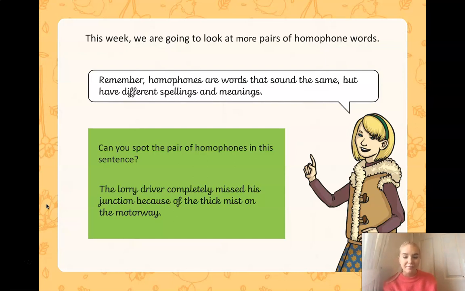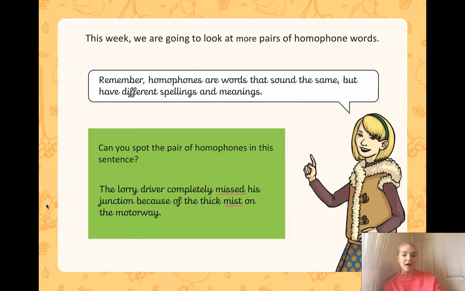The lorry driver completely missed his junction because of the thick mist on the motorway. Did you spot the two words? It was missed and mist. Two words that sound the same, but they completely have different meanings.